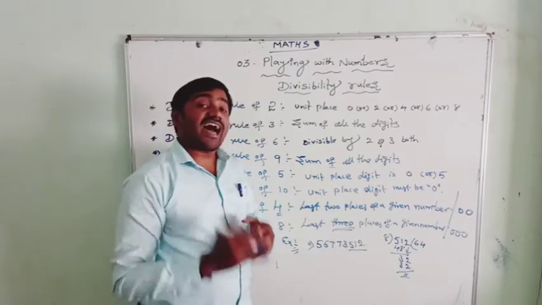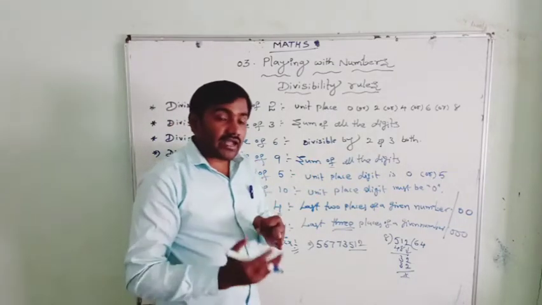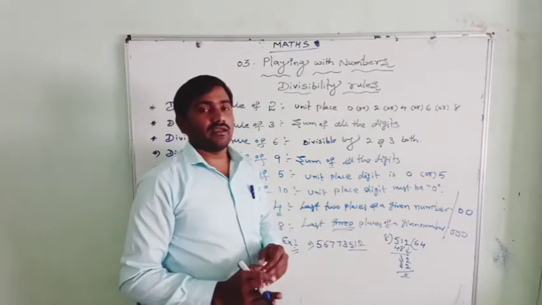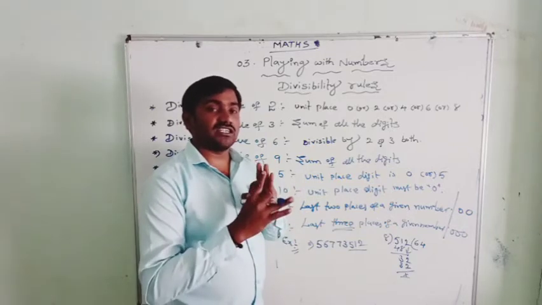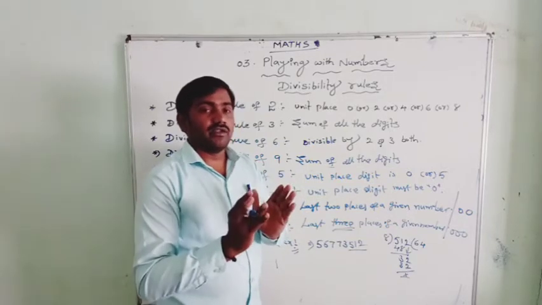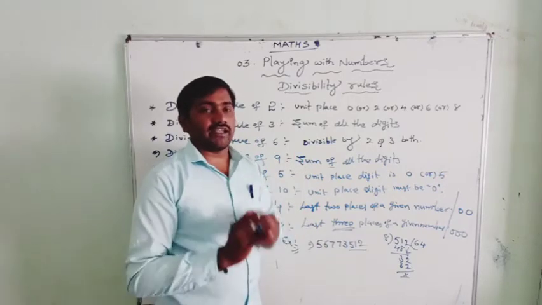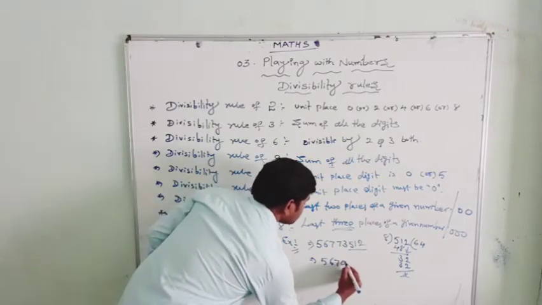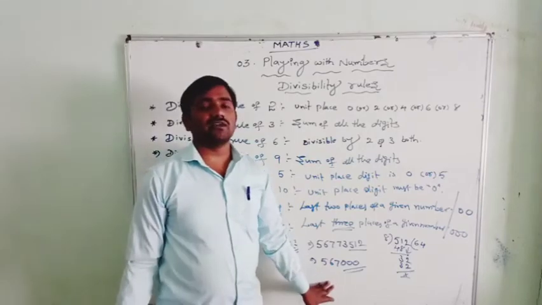Very simple. If the last three digits are divisible by 8, then the complete number is divisible by 8. The last three digits of a given number mean the unit place, tens place and hundreds place. If they are divisible by 8, then the complete number is divisible by 8. Or if the last three digits are 3 zeros, we need not check, definitely it will be divisible by 8.